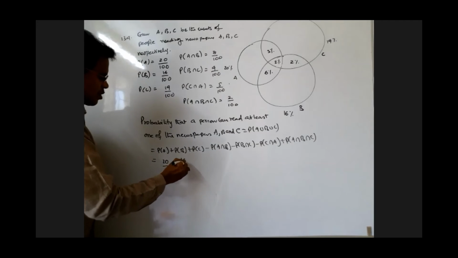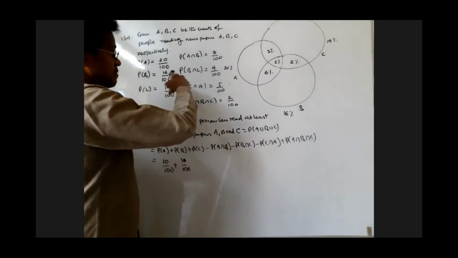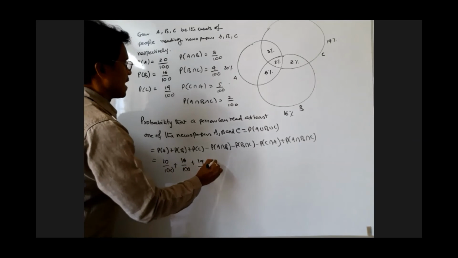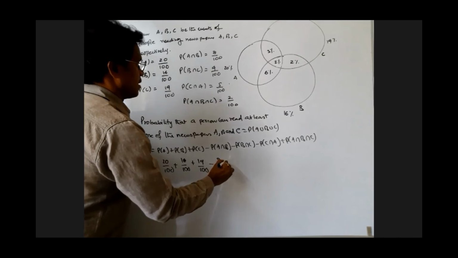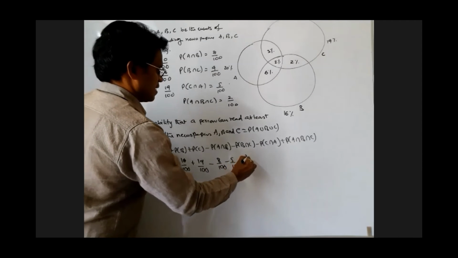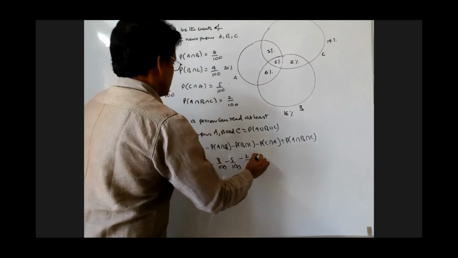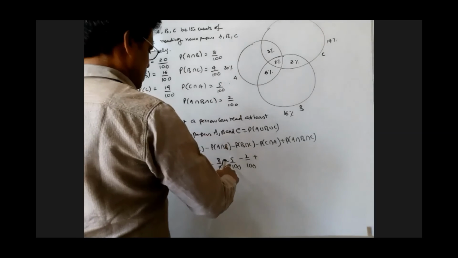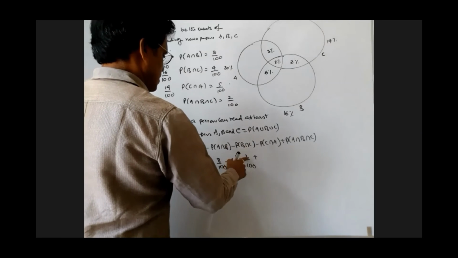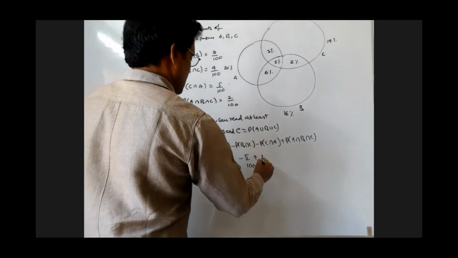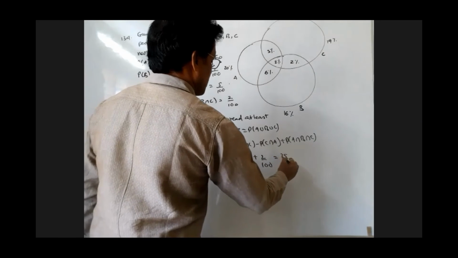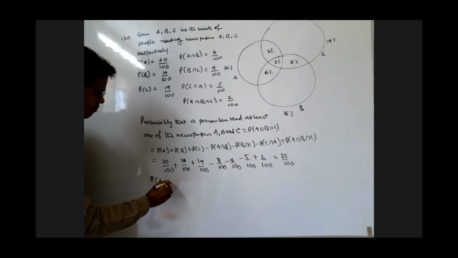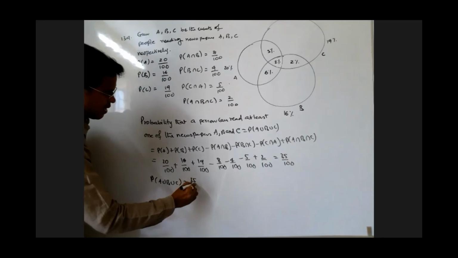That's the reason, my dear. For simplification purposes, I didn't simplify that. I left it as it is. But this is what, my dear? 14 by 100 minus 8 by 100 minus 5 by 100 minus 2 by 100 plus 4 by 100. This is how much, my dear? 4 by 100, and this is 5 by 100 plus 2 by 100. That is coming out 35 by 100. Probability of A union B union C is equal to 35 by 100.